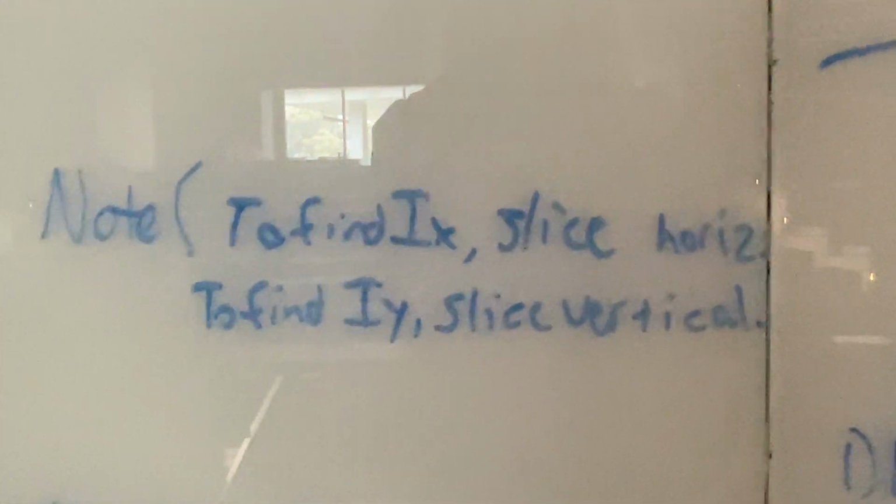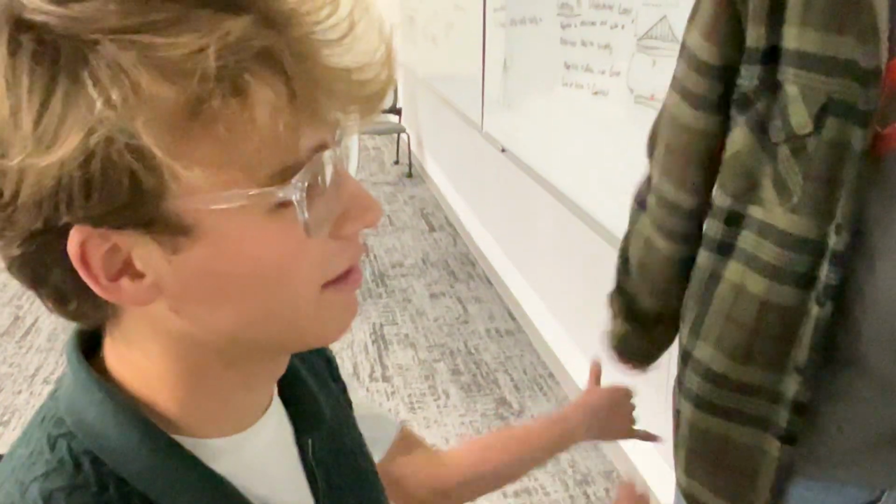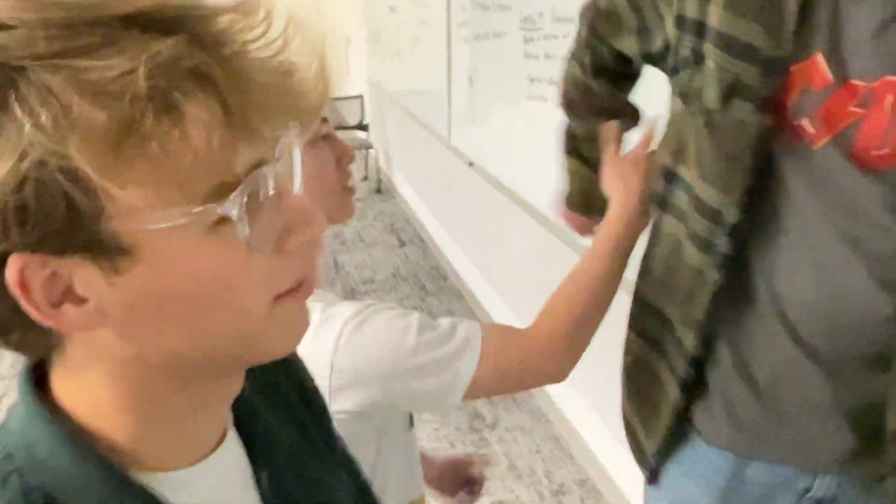Typically, I mean, you could do it vertically, but the way that the integration works out, you're going to have a much easier time doing it horizontally. And then for y, you're going to do vertically, as Evan has pointed out right here. But yeah, are we ready for 17?